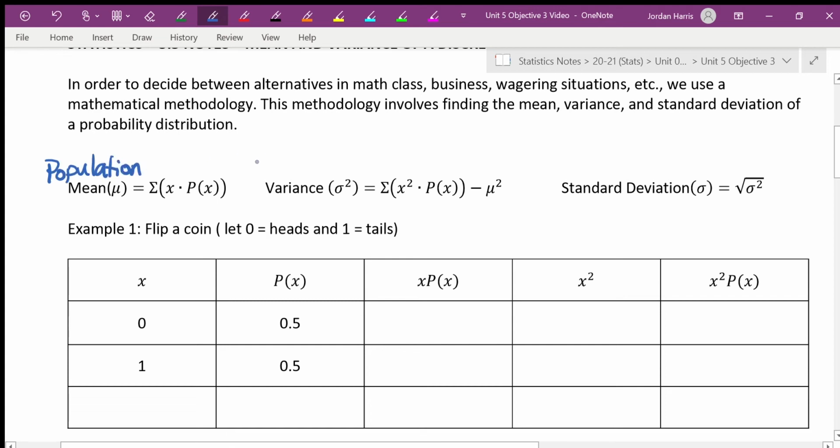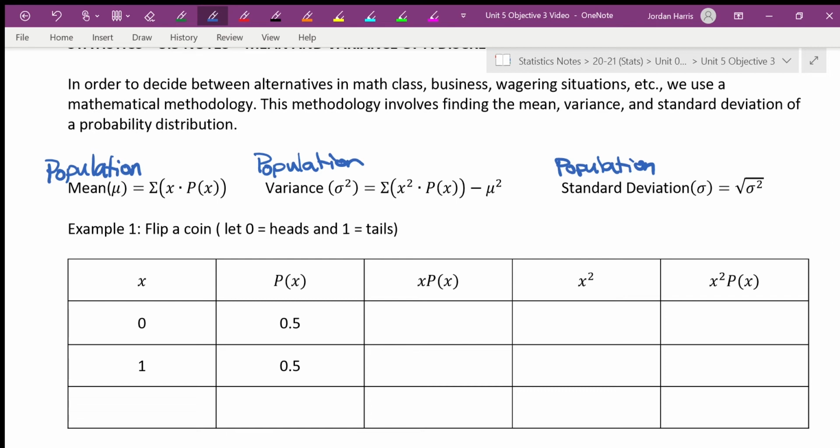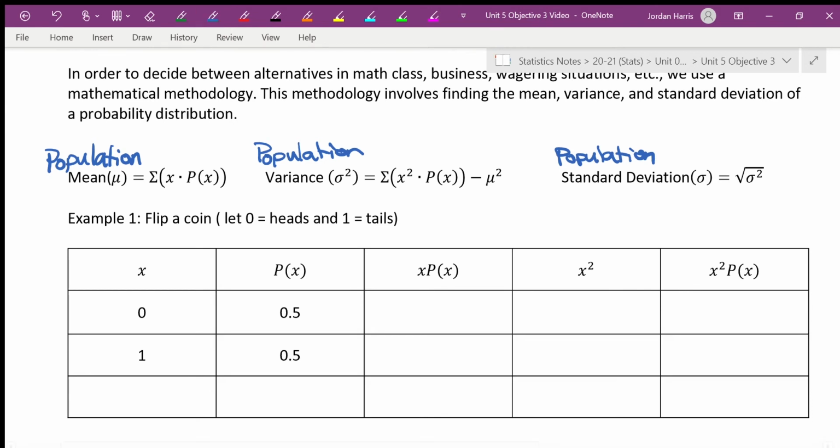We're not dealing with any samples right now, so it's a population mean, a population variance, and a population standard deviation. It has to be. If it's not, it is not a probability distribution, because a probability distribution has all outcomes, and a population deals with all pieces. If we took a sample, we wouldn't be using all the outcomes, meaning we don't have a probability distribution. So that's one thing to keep in mind. Everything is a population value.